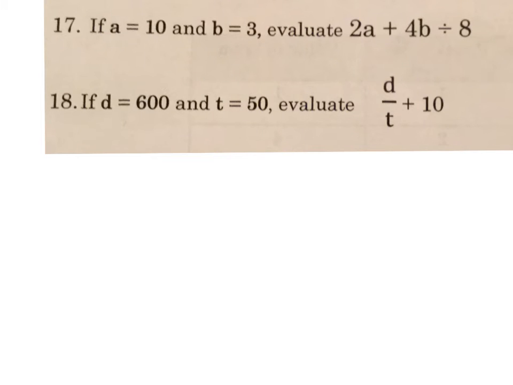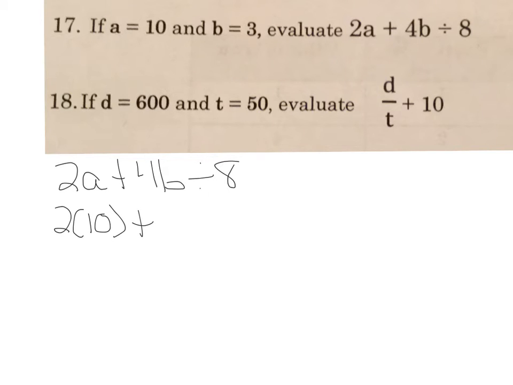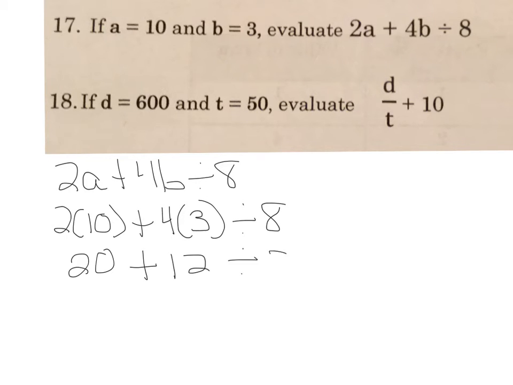Next, we are evaluating the expressions given known variables. So for this first one, we have 2a plus 4b divided by 8. And I know some of you can do this in your head, but I highly recommend, especially on the test, work it out in case you make a mental mistake. Take the time to let me see what you're thinking to make sure you are correct. So 2 times 10 is 20, plus 4 times 3 is 12, divided by 8.